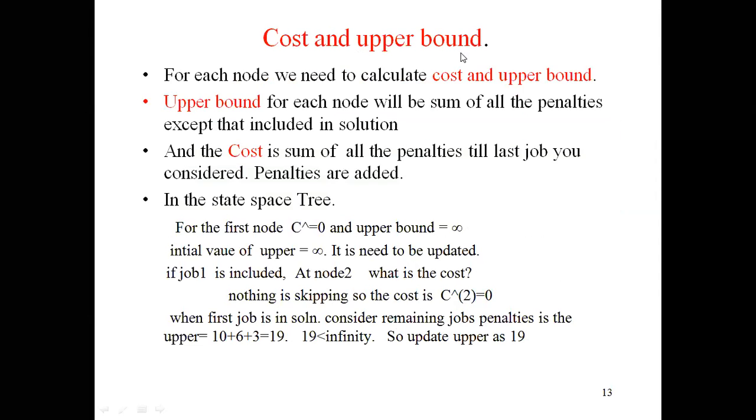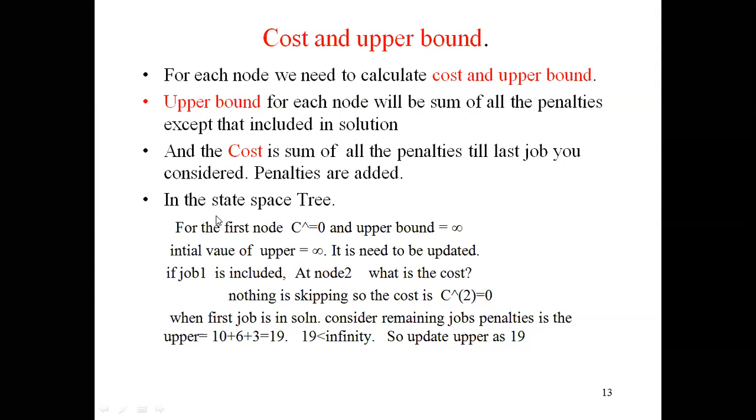So cost and upper bound. For each node, we need to calculate cost and upper bound. What is the cost and what is the upper bound? The upper bound for each node will be the sum of all the penalties except those included in the solution. Whereas cost is the sum of all the penalties till the last job. So till the last job, we sum the penalties. That is cost. So we need to find cost and upper bound.